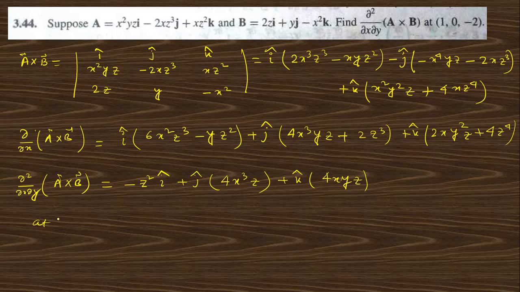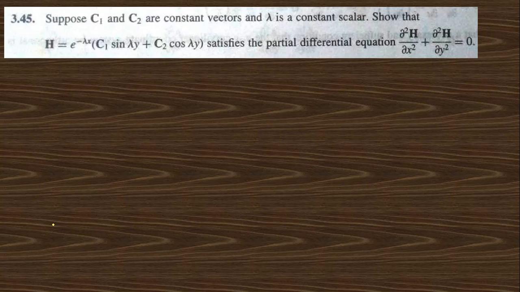So at (1, 0, minus 2), if we put this value, z is minus 2, that is minus 4 i cap, and z is minus 2, x is 1, that is minus 8 j cap. When y is 0, this will be 0. So the answer of this question is minus 4 i cap minus 8 j cap, which is the correct answer. Go to the next question.